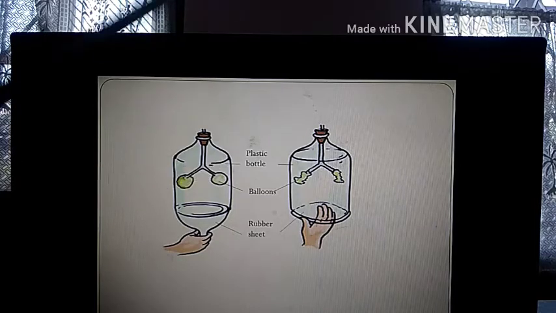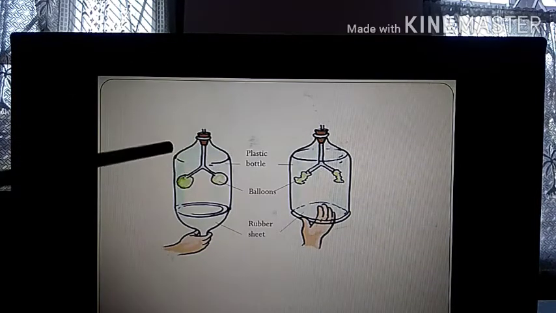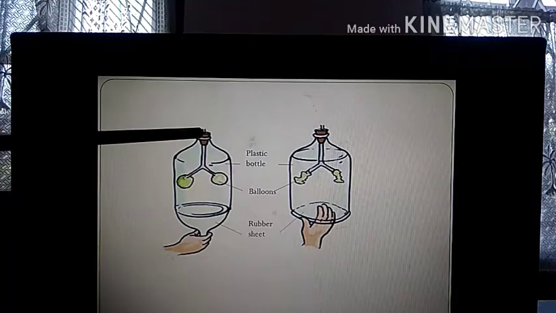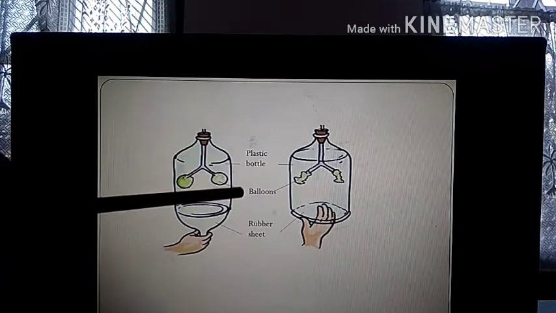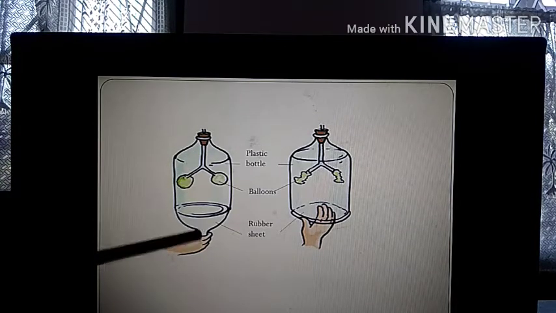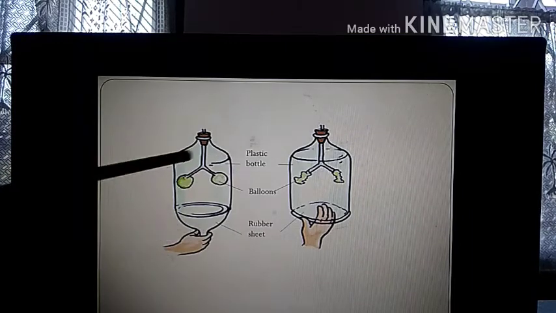So this is the plastic bottle you can take. Can you see the Y-shaped tube? Okay, you introduce it in the bottle and the tail has to be in the upward direction and the head has to be like this. So this is the rubber sheet. So once you pull down the rubber sheet, the space in the bottle will increase.